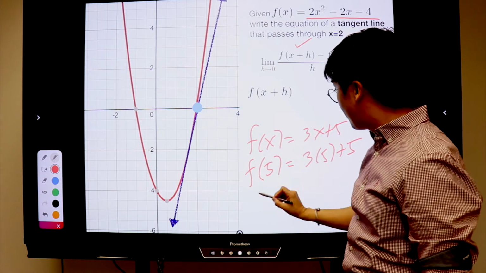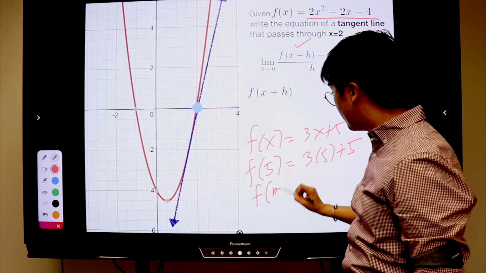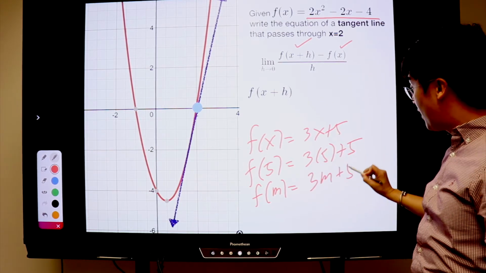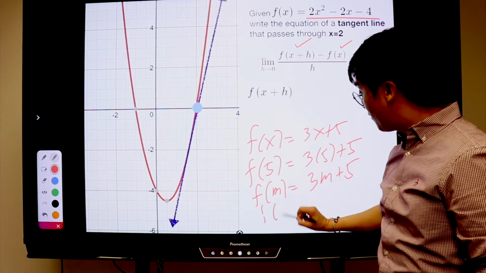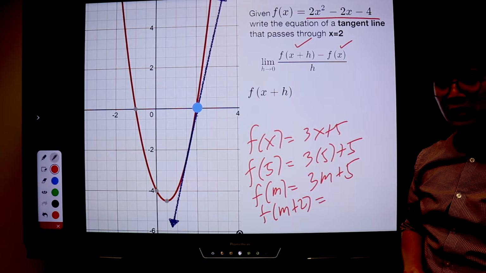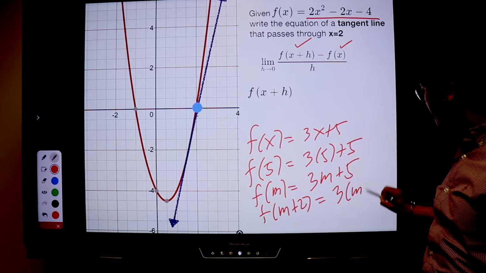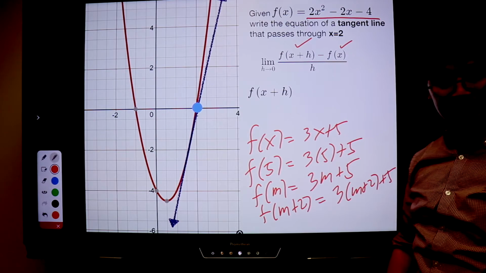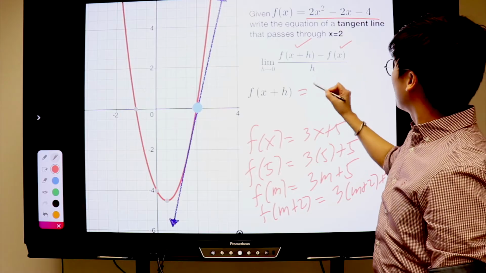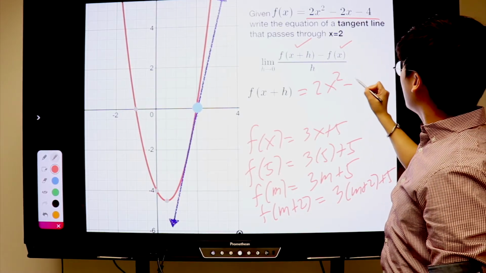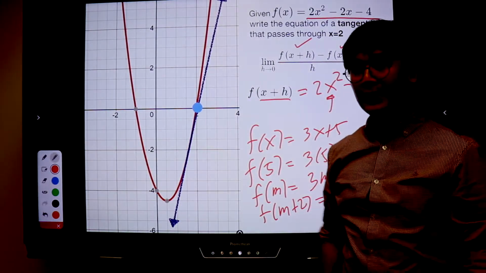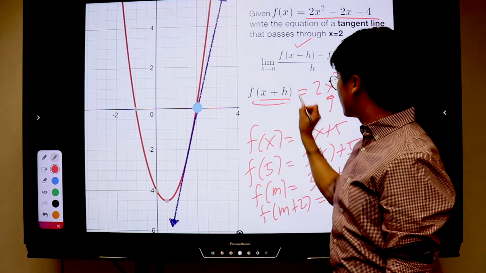What if I have this f of x and I'm looking for f of m? What is f of m? 3m plus 5. What if I have f of m plus 2? What is f of m plus 2 in your equation then? 3 times m plus 2, plus 5. So now, can you find f of x plus h now? We're going to use 2x squared minus 2x minus 4 and replace this by this so we can produce that, right?